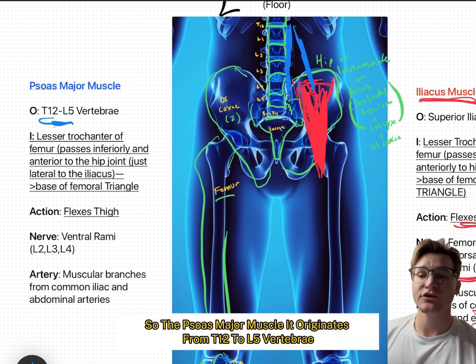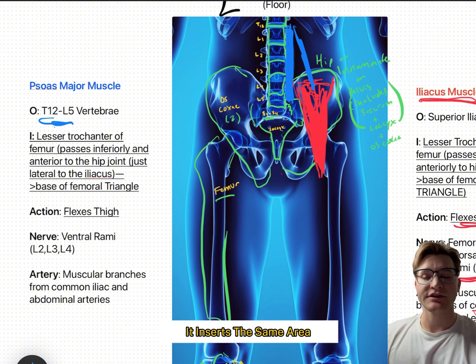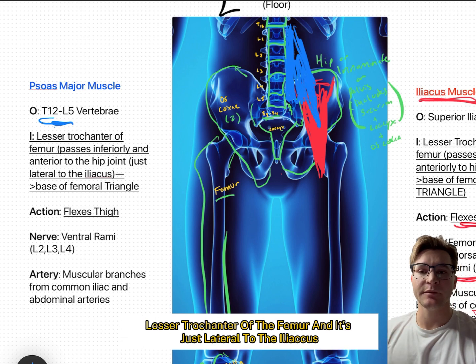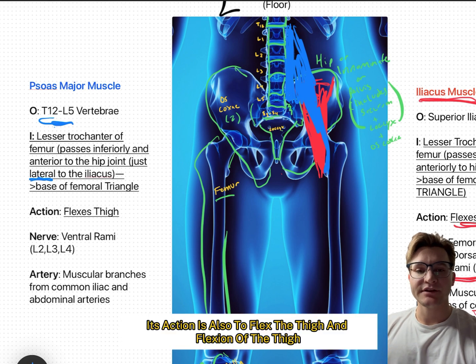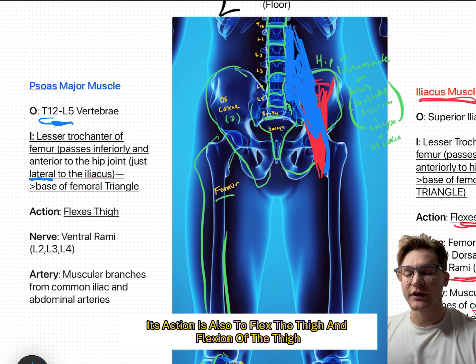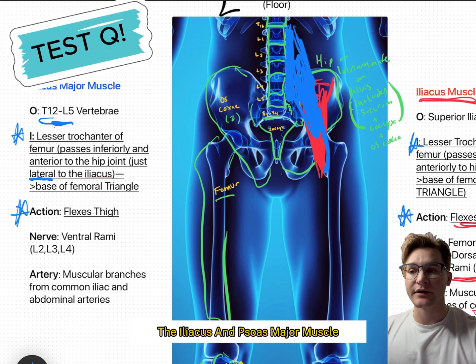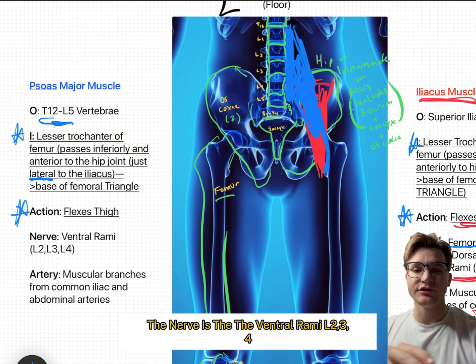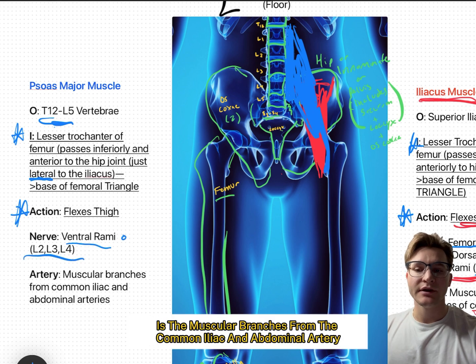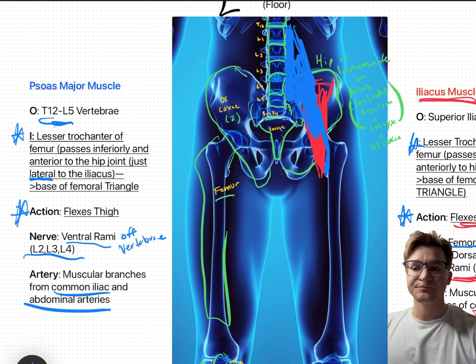So the psoas major muscle originates from T12 to L5 vertebrae. It inserts in that same area, the lesser trochanter of the femur, and it's just lateral to the iliacus. Its action is also to flex the thigh. These are the major flexors of the thigh, the iliacus and the psoas major muscle. The nerve is the ventral rami, L2, L3, L4, and the artery is the muscular branches from the common iliac and abdominal arteries. So that is also a big difference between the two muscles.